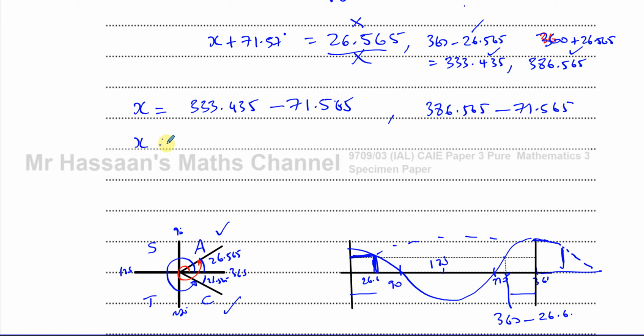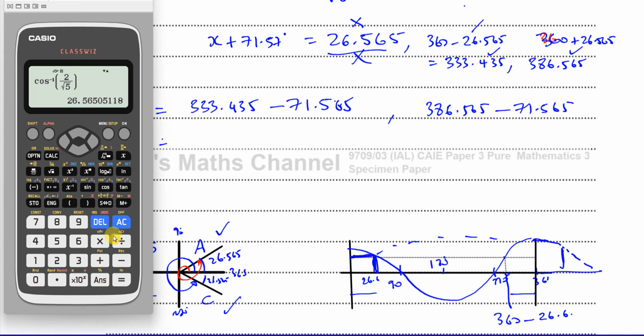Okay, so those will be our answers. Yeah, sorry, that's from something else. Let's go back. Yeah, 71.565. Just making sure that was the answer that we got before. Okay, good. So we have here 333.435 minus 71.565. That gives us 261.87.